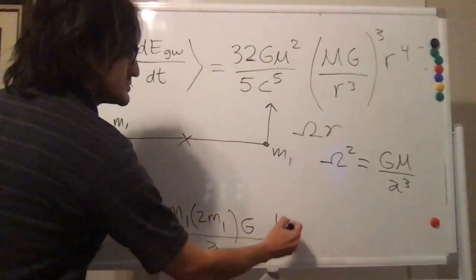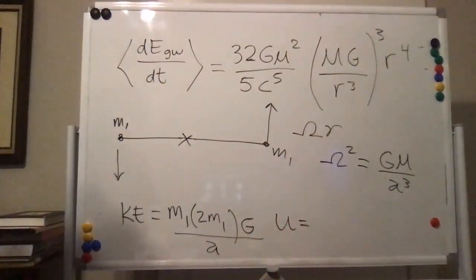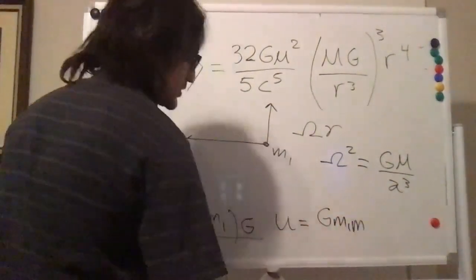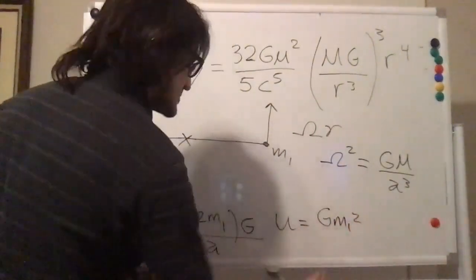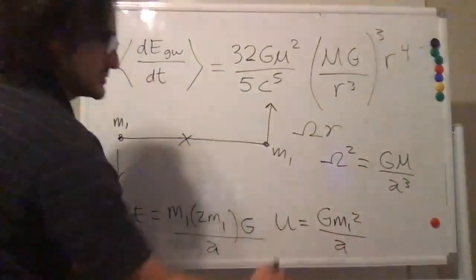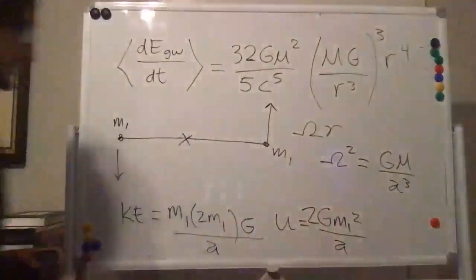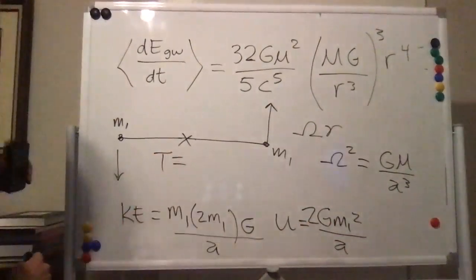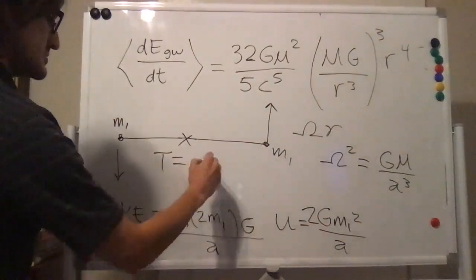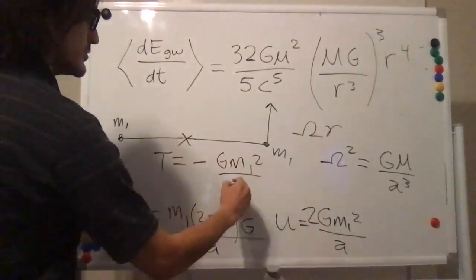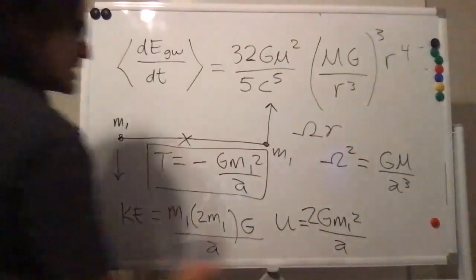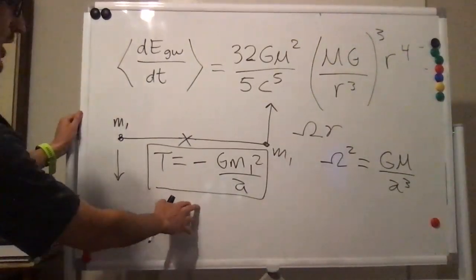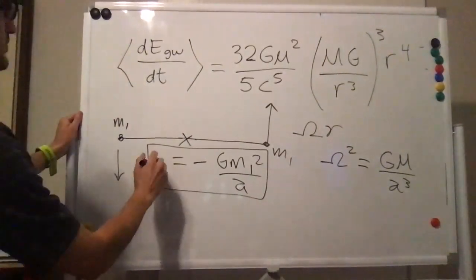What is the gravitational energy? It's G m1 squared over A. We have two of them. Okay. So the total energy is minus G m1 squared over A. So I'm going to finish this one next time. So this is total.